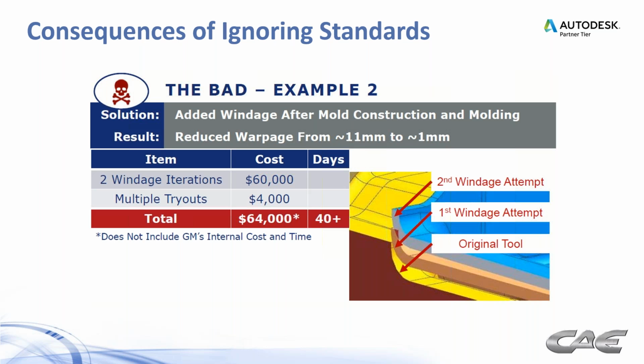Here's another example where the warpage wasn't paid attention to, and they ended up having to do a couple of windage iterations. It cost them $64,000 and 40-plus days of doing a trial and error type of windage analysis. So you see the original tool was cut down here. They did one windage attempt that didn't quite get it. They put a little bit more windage in there and finally got it.